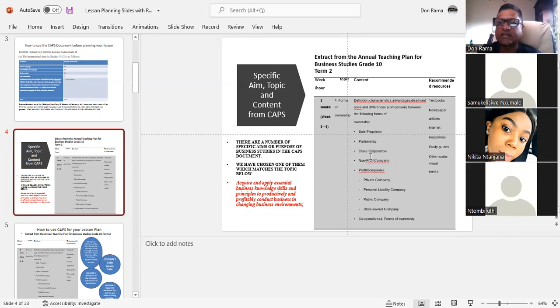So you will notice a little later on when we do an example lesson plan, in one of the lessons, the example lesson plan, we only took sole proprietorship and partnership for 1 lesson, right? So you spread out your teaching in those 2 weeks, right? And then they've got your resources that you can use, and so the CAPS document is there to help you to prepare your lesson.